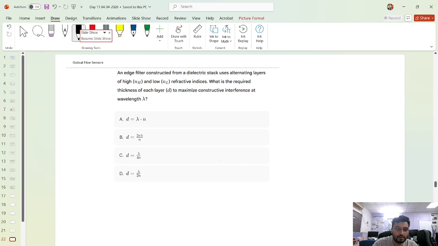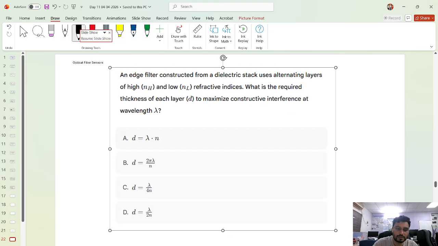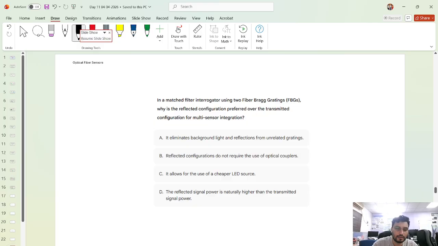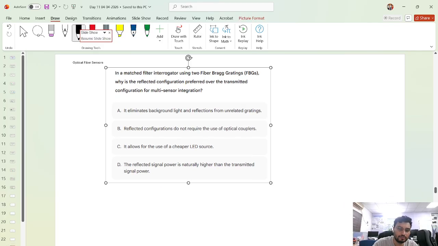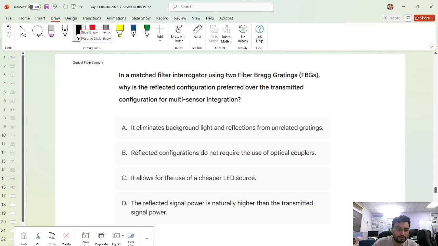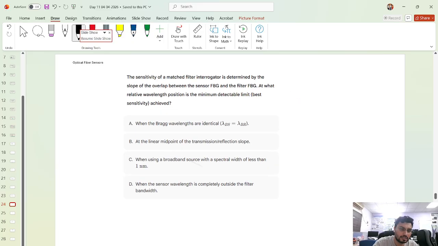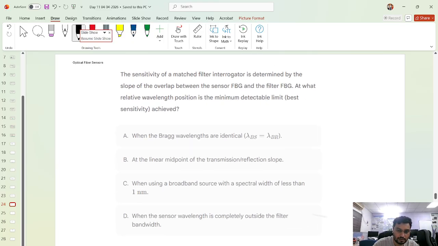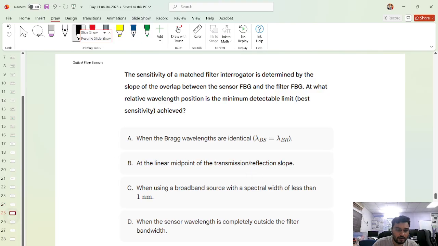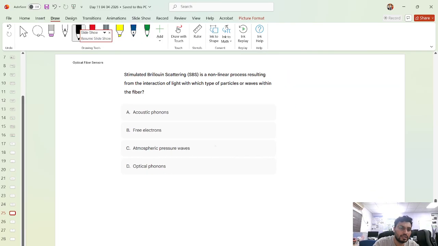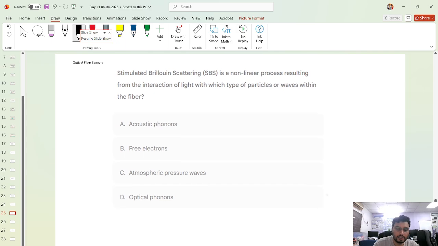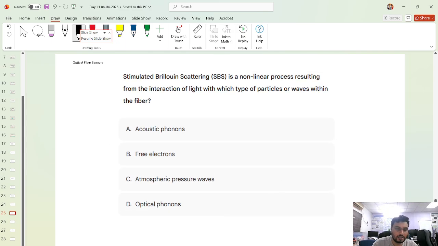You can type or you can discuss also. You can give answer option A, B, C, D. This one we have discussed in the last class, last session. How we are able to detect over the limits, beyond the limit.